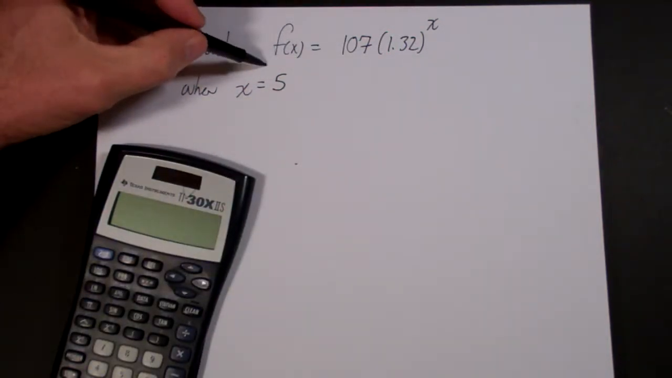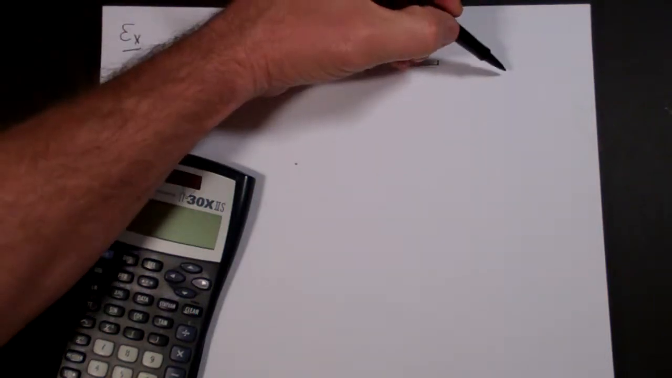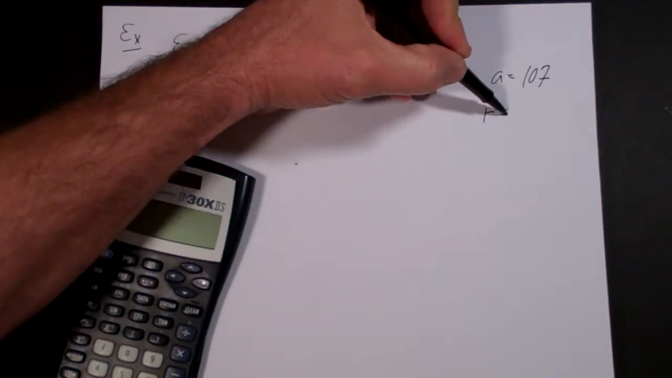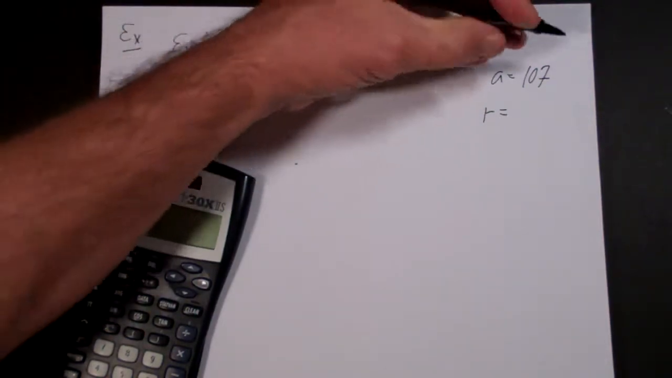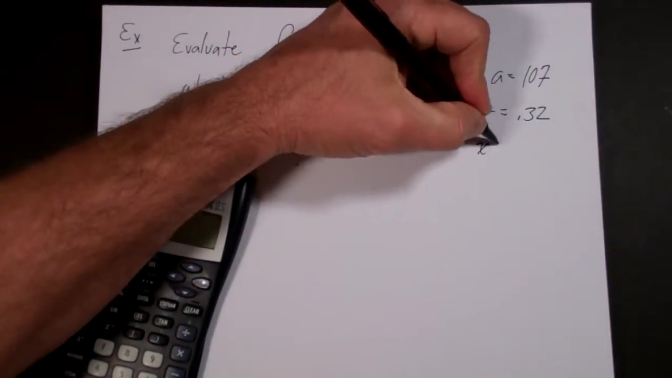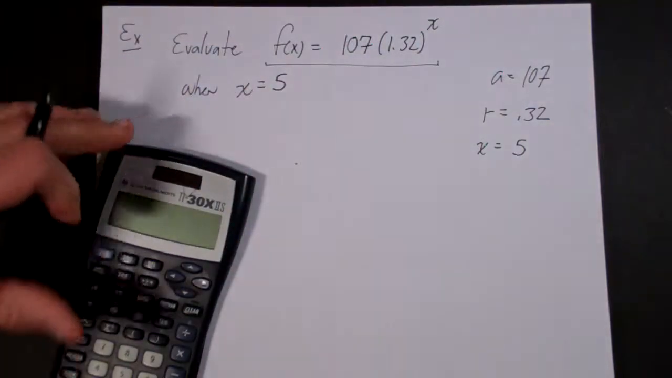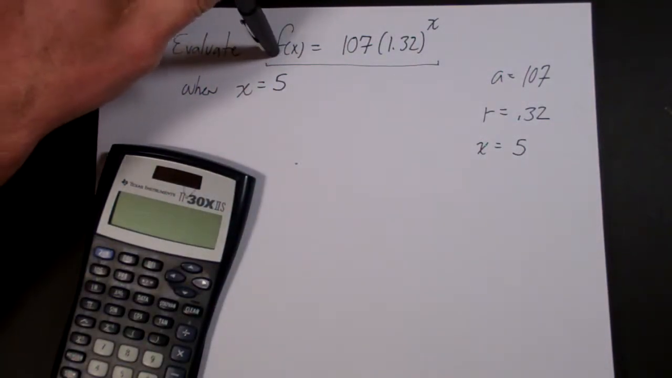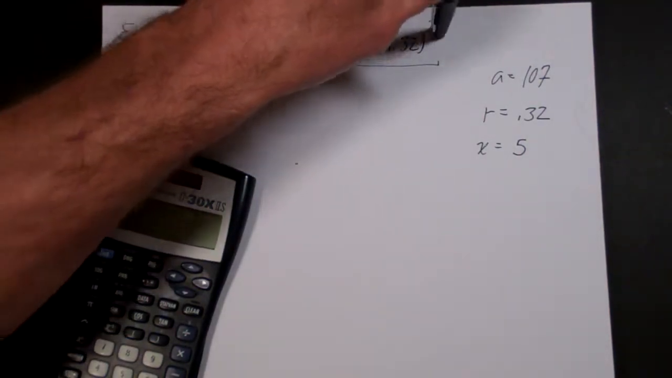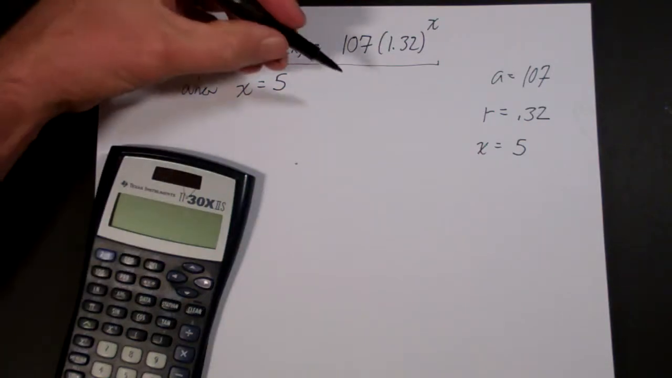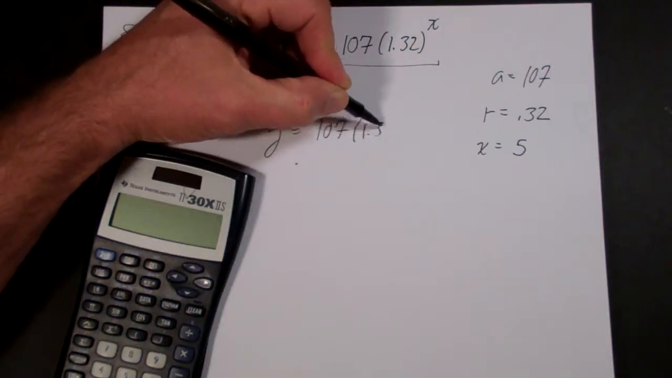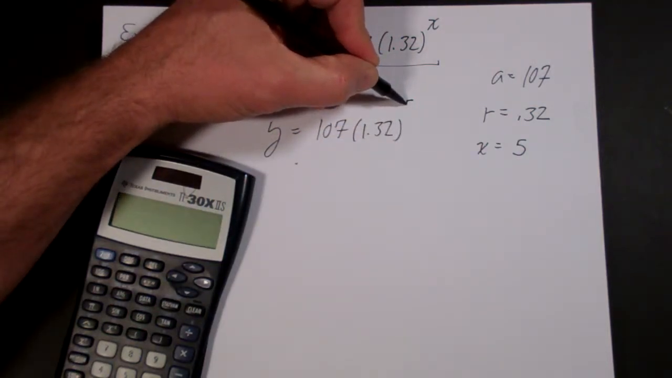What this function right here means is that the starting value is 107, that the growth rate r is 1.32 minus 1, so it's 0.32 or 32% per time period. And in this case, x is the number of time periods. So what we're doing is we're finding the ending value. If the starting value is 107, the growth rate's 32% per time period, and you go 5 time periods, so you just go y is equal to 107 times 1.32 raised to the power of 5.